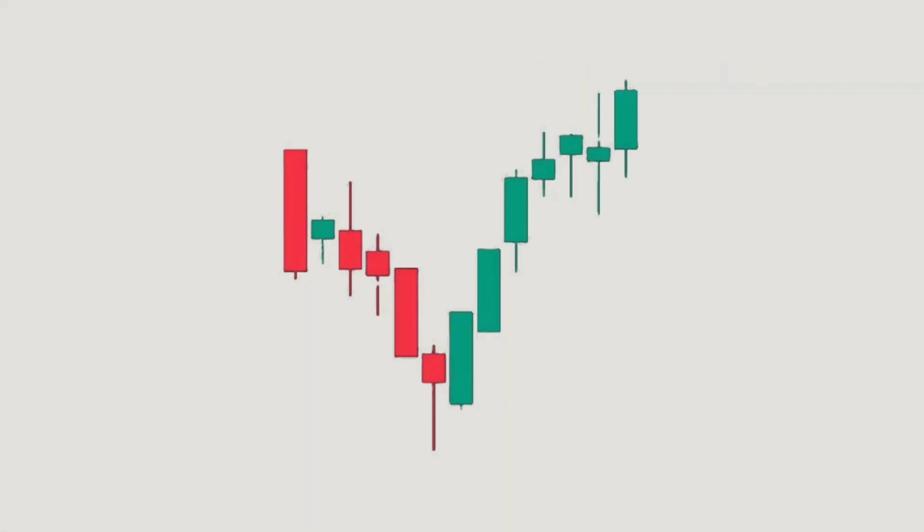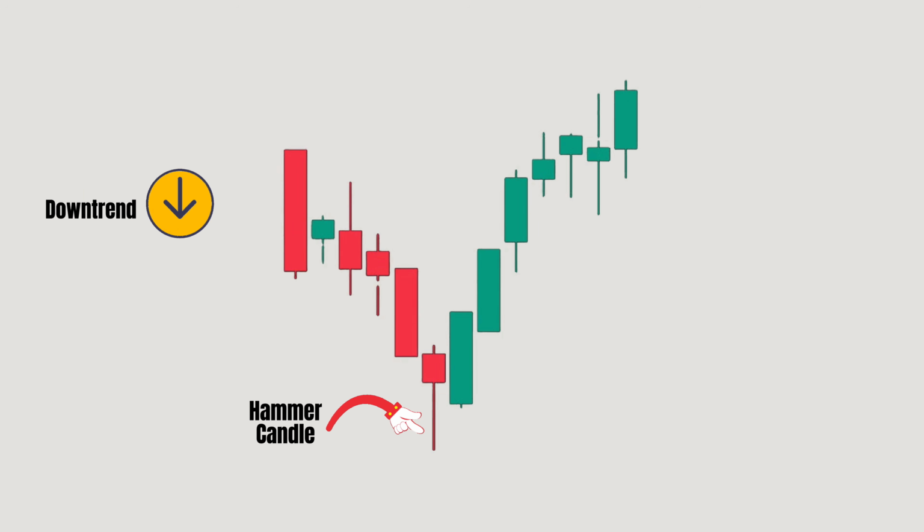Now let's learn the hammer candlestick pattern. The hammer candlestick pattern is a crucial reversal signal in price action trading. This pattern typically forms at the end of a downtrend and signals a potential reversal to an uptrend. Here the price is in a downtrend, and in the bottom area, a hammer candle is formed and the price reverses and goes up. In a hammer candlestick, the body is relatively small, and the lower wick is significantly longer, often at least twice the length of the body.